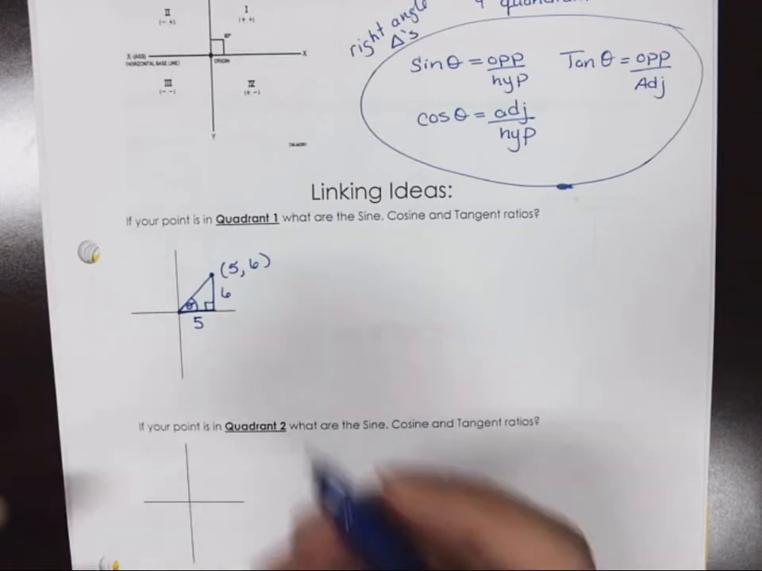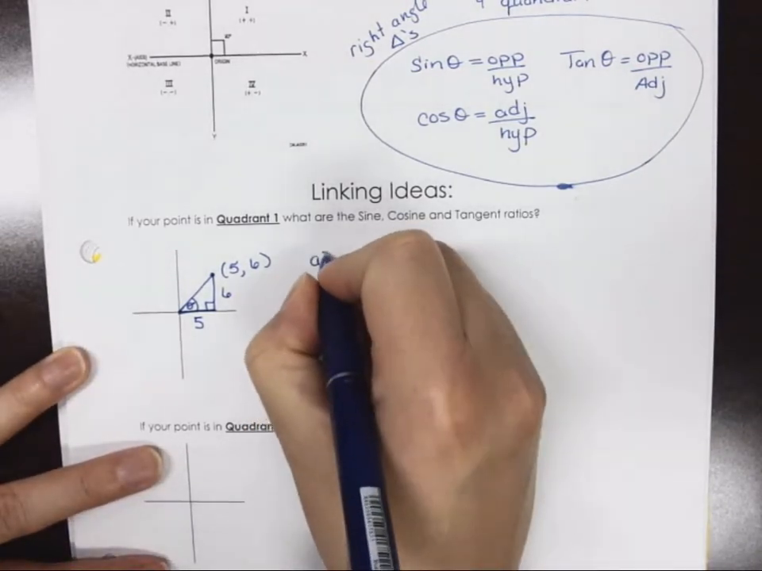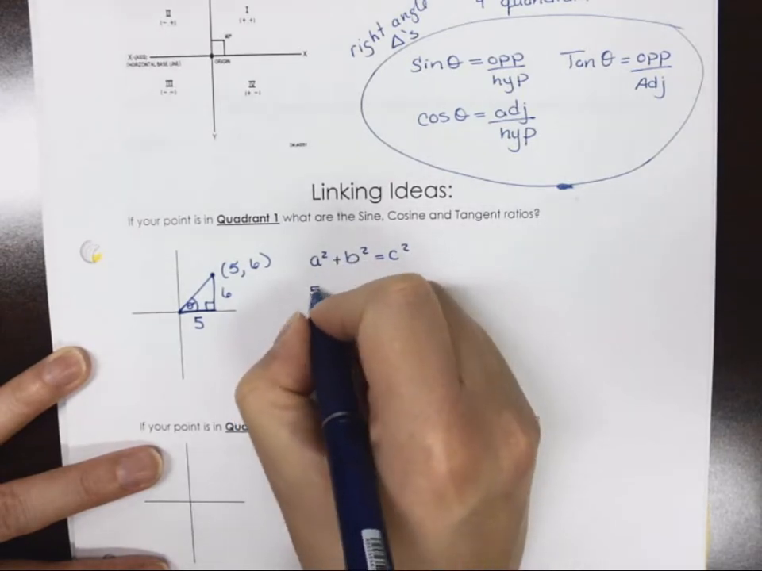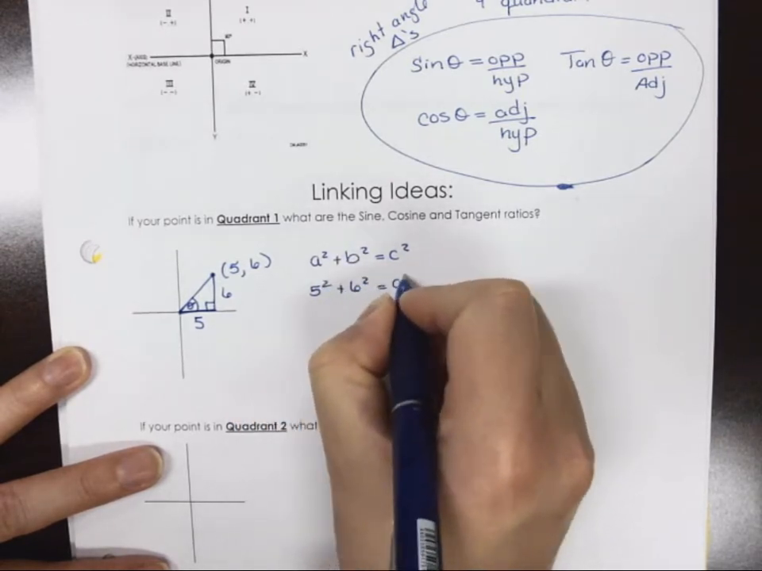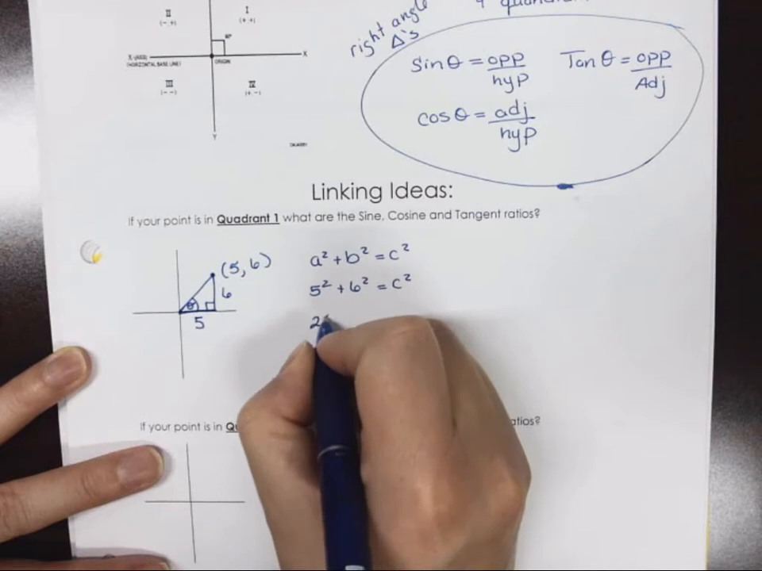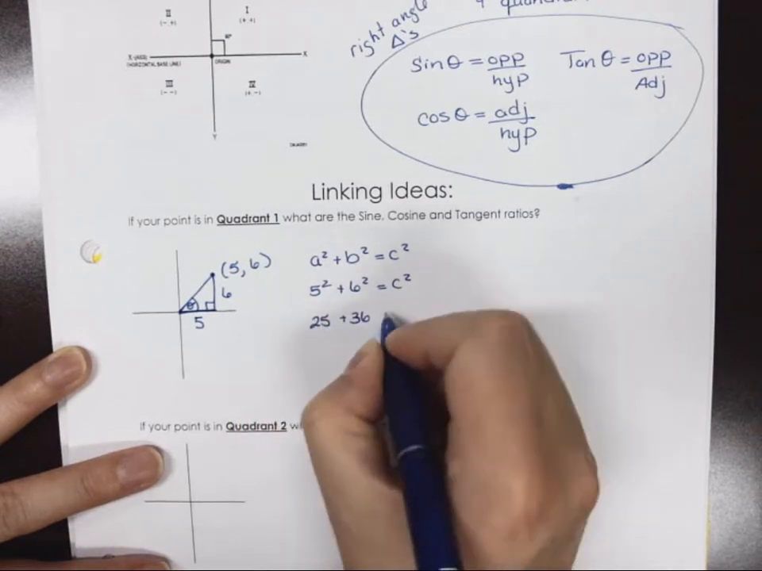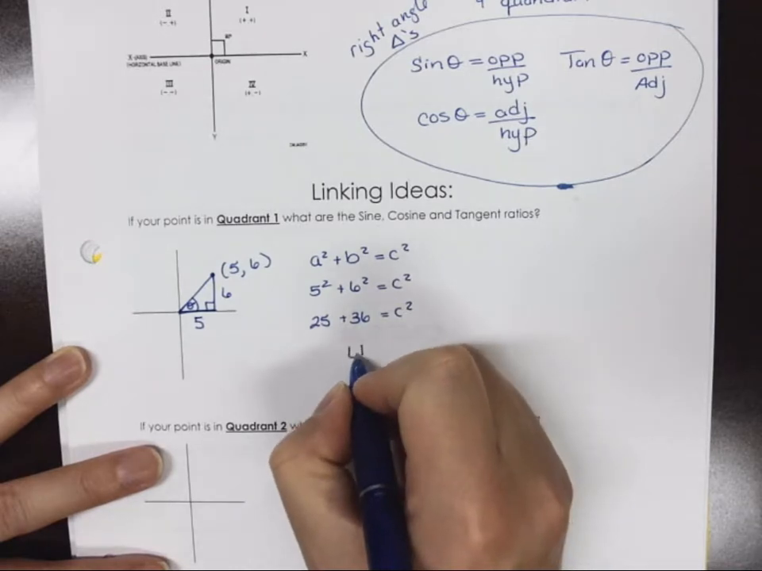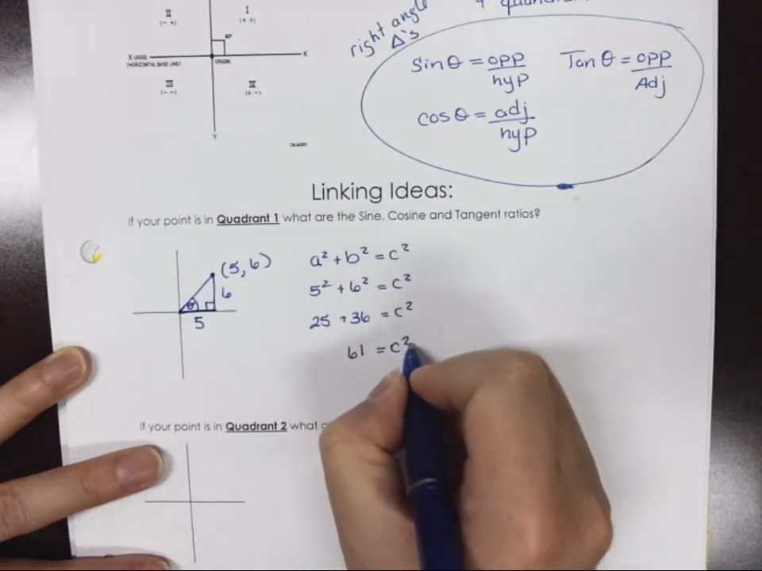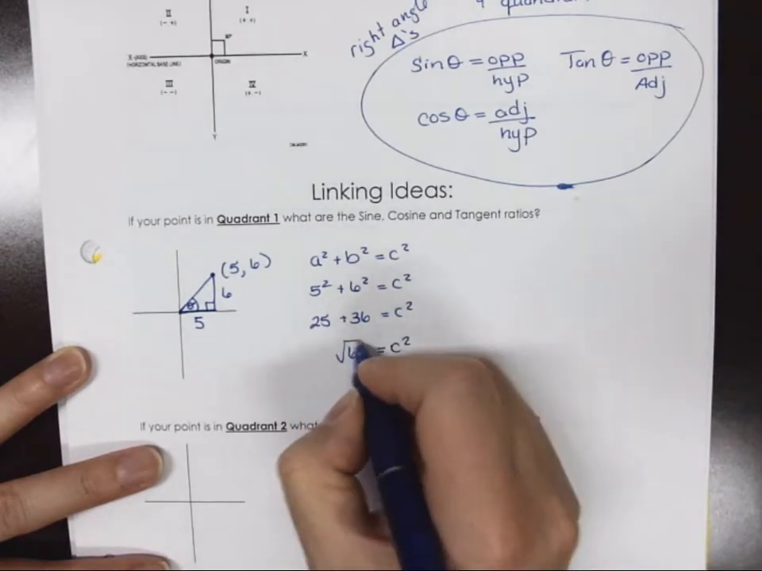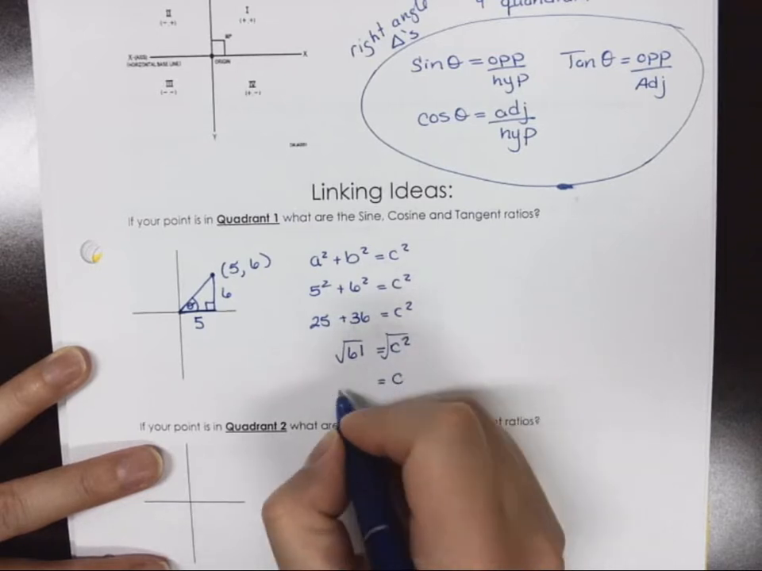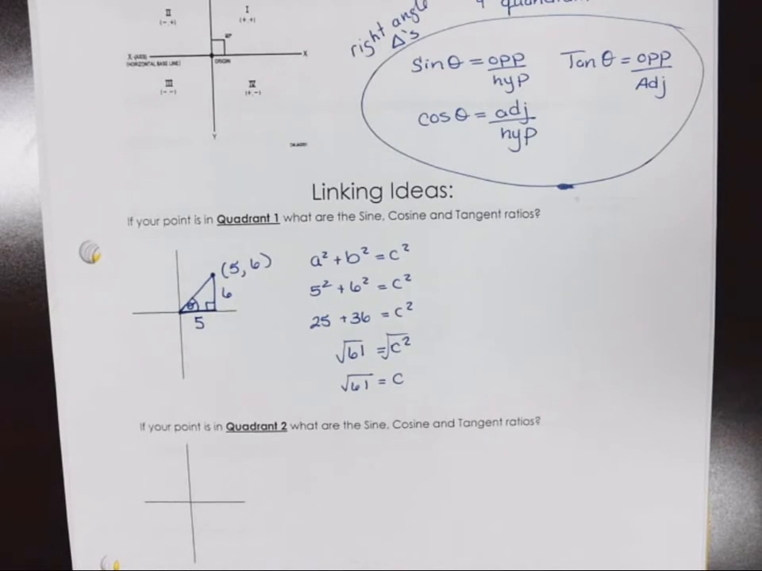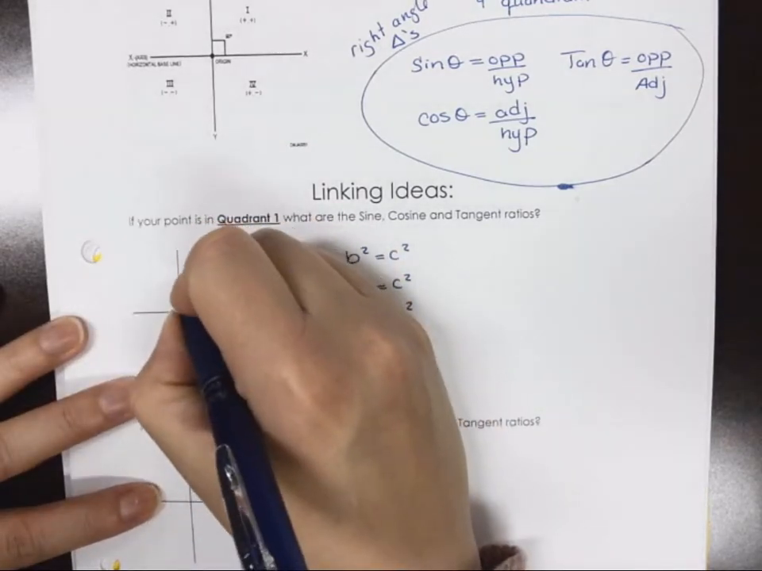Pythagoras. Right. So we're going to have a squared plus b squared equals c squared. So 5 squared plus 6 squared equals c squared. So 25 plus 36 equals c squared. So we're going to have 61 equals c squared. And so I'm going to square root both sides. So c is equal to the root of 61. Okay, that's not a nice number, but we'll go with it.